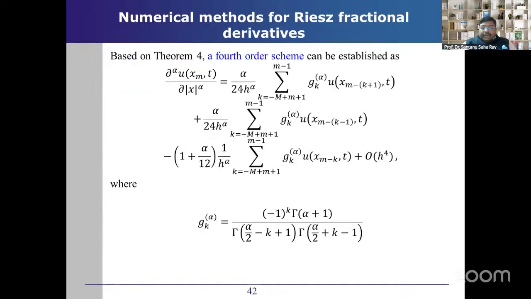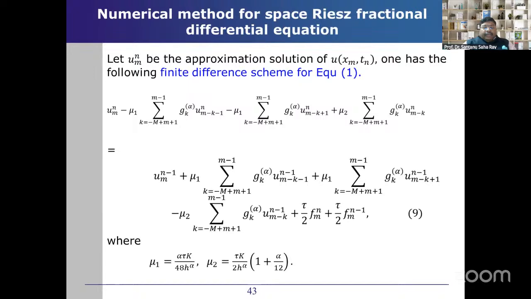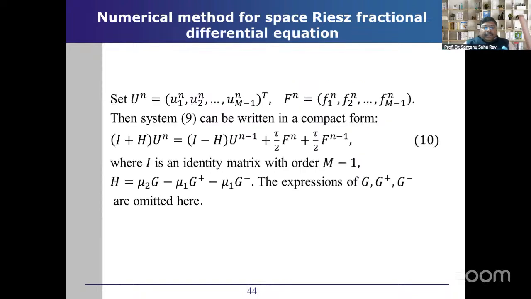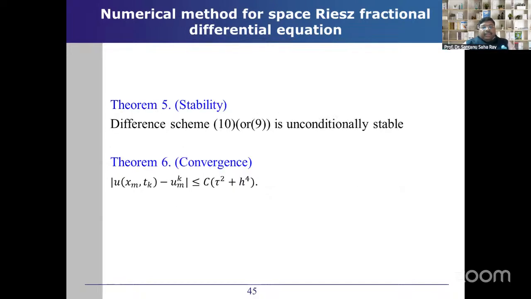Based on this theorem 4, the Riesz space fractional Fokker-Planck equation has been discretized. After discretizing the equation, I have obtained equation 9, which can be represented in the compact matrix form given by equation 10. This is the implicit finite difference scheme. It has been shown in theorem 4.5 that this scheme is also unconditionally stable, and the order of this approximation is order of tau square plus h to the power 4, because the local truncation error is of order tau square plus h to the power 4.